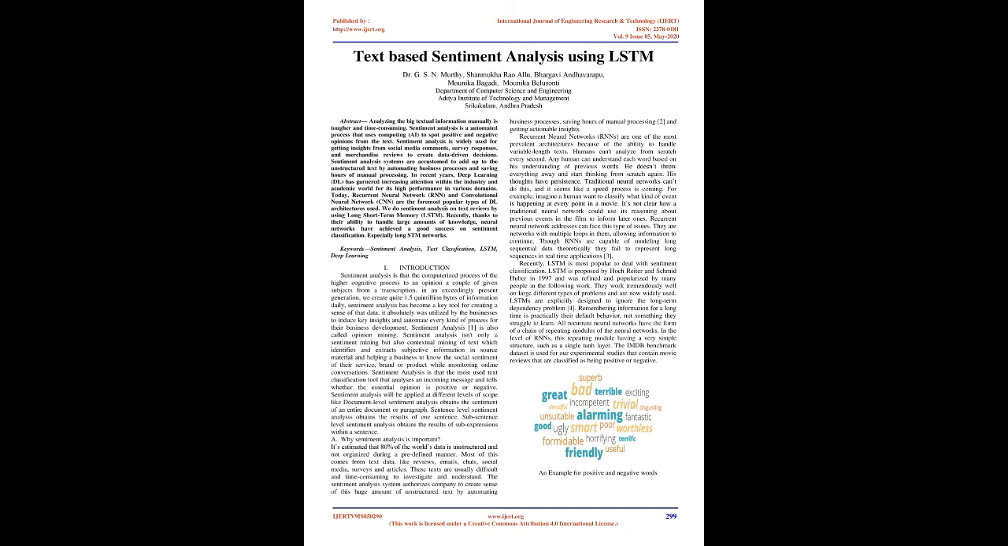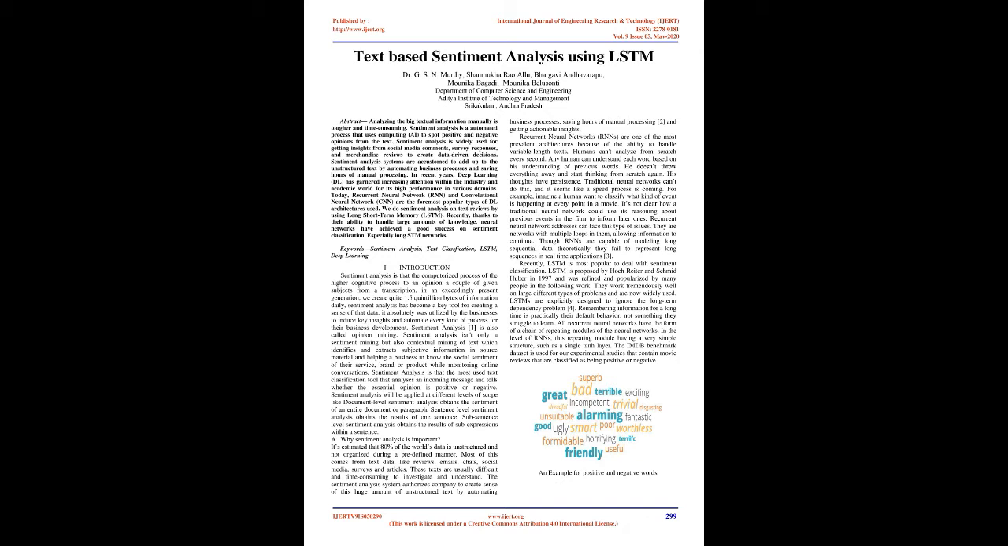For example, imagine a human wants to classify what kind of event is happening at every point in a movie. It's not clear how a traditional neural network could use its reasoning about previous events in the film to inform later ones. Recurrent neural networks address this kind of issue. They are networks with loops in them, allowing information to persist. Though RNNs are capable of modeling long sequential data, theoretically they fail to represent long sequences in real-time applications.